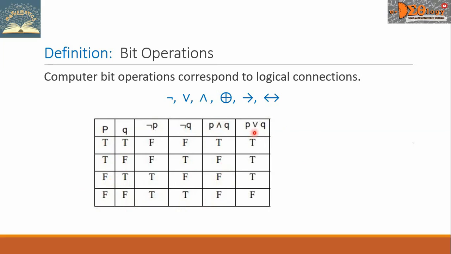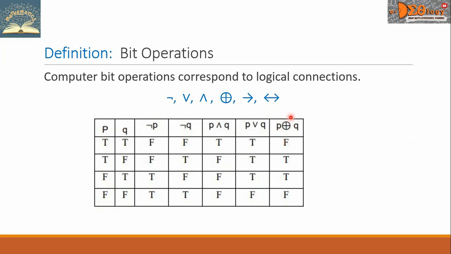Next, P or Q. This is only false when both of P and Q are false. T or T is T, T or F is T, F or T is T, F or F is F.